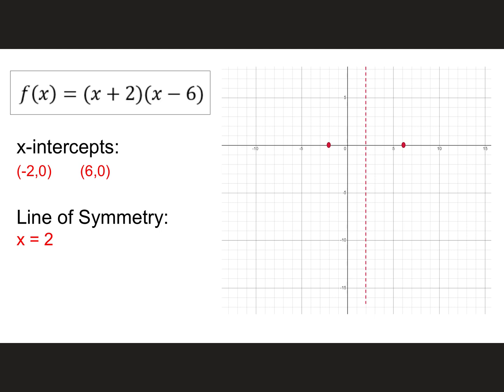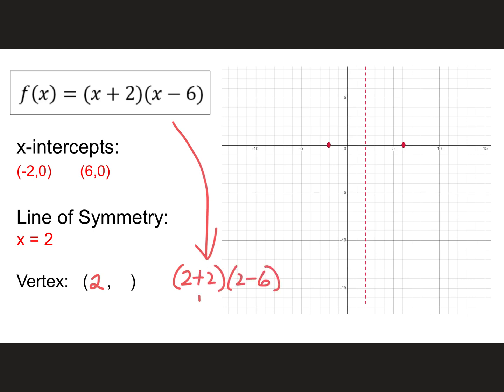But I still need to know where is the vertex on that line of symmetry. If you think about it, you should know the x value of the vertex because that's the same thing as my line of symmetry. So that's a 2. And now I just have to do a little bit of math. I'm going to take this equation and put the 2 in wherever x is. So I'll have 2 plus 2 and 2 minus 6. So I'll have a 4 times -4, which is a -16. So my y value is -16.